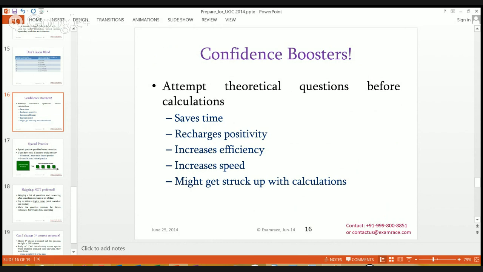And you can boost it by attempting the questions that you know very well, leaving out the questions that require calculations or that require extra effort.